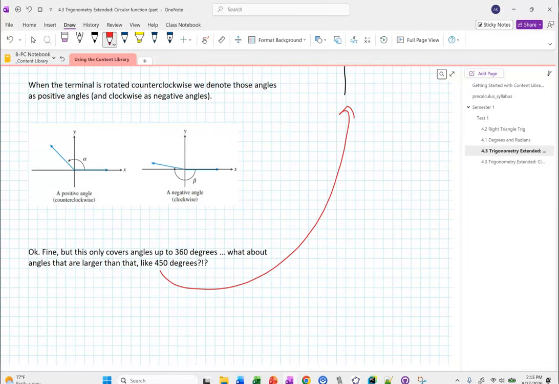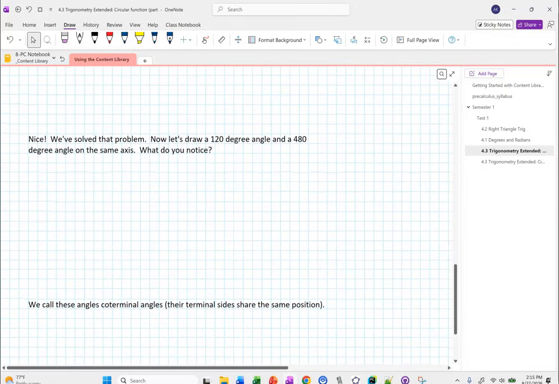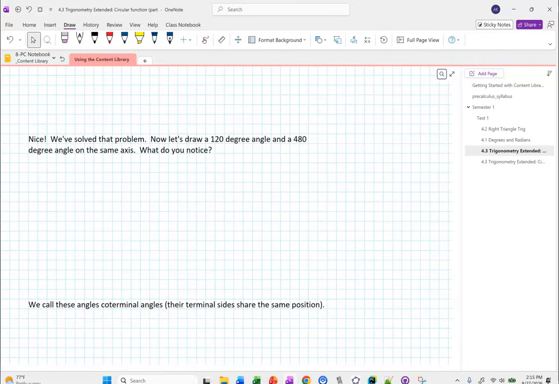Okay. Here's a little experiment for us. Let's draw a 120 degree angle and a 480 degree angle. And we're going to draw them on the same set of axes and just kind of look at the picture of what happens, okay? So I'm going to use two colors. I'm going to do red and blue, just so it's easy to tell them apart when we look at it.